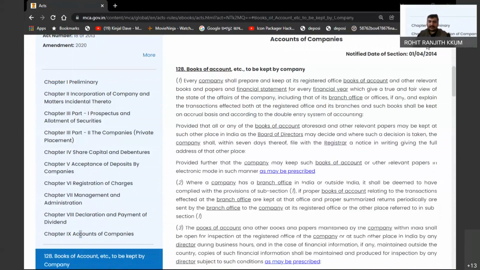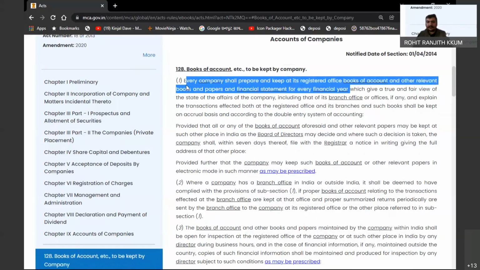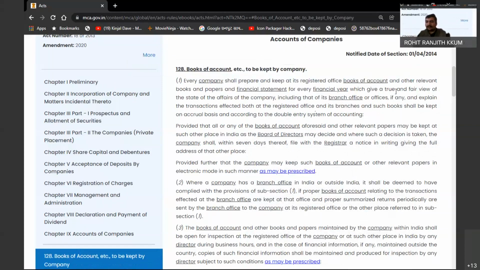So guys, look, each and every section, what is written here, we have already discussed, but now we want to cross check what is written in the Bare Act. Bare Act means the parliamentary language. So it is written that every company shall prepare and keep at its registered office books of account and other relevant books and papers, and the financial statement for every financial year. So till this everyone is clear. Primary place to keep the books of account is what? As you can see, registered office, which give a true and fair view of the state.